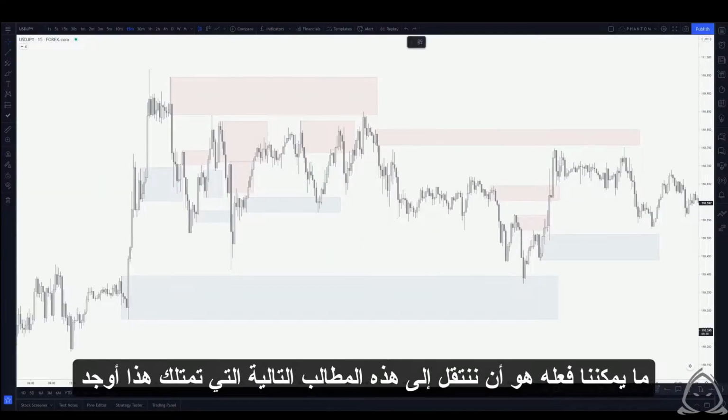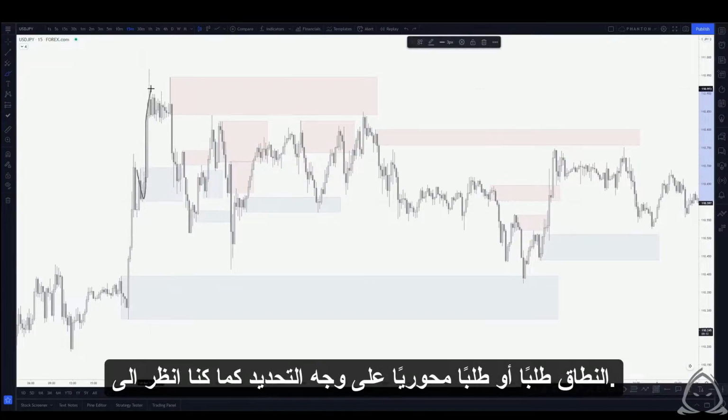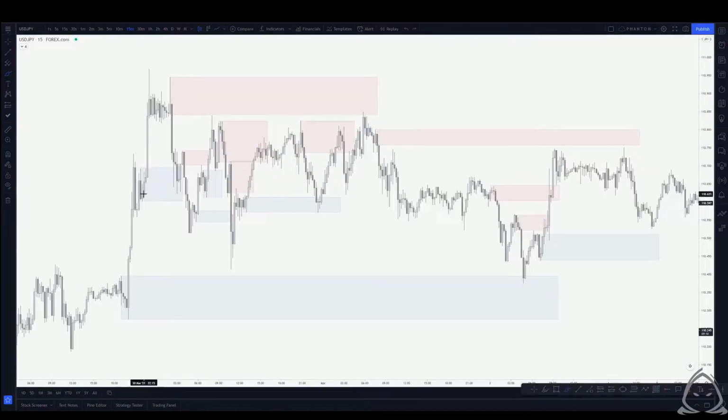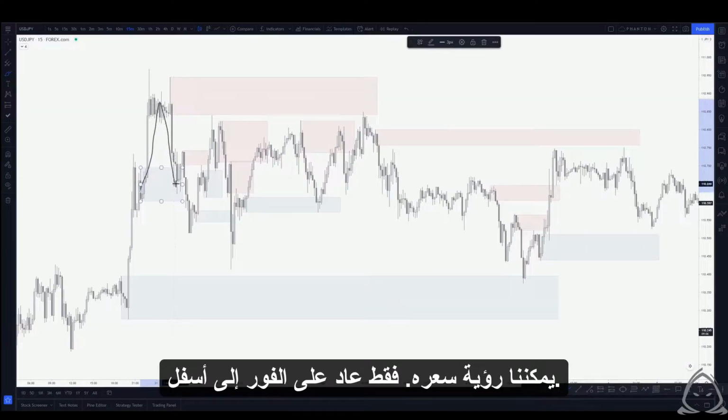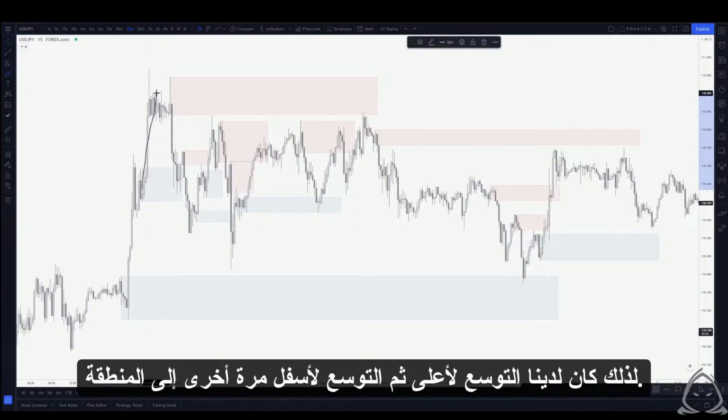But now what we can do is we'll move on to this next demand zone, this range created demand, or specifically the pivot demand that we were looking at. We had that large move to the upside, and then what we can see is price just immediately came right back down. So we had the expansion up and an expansion down back into the zone.